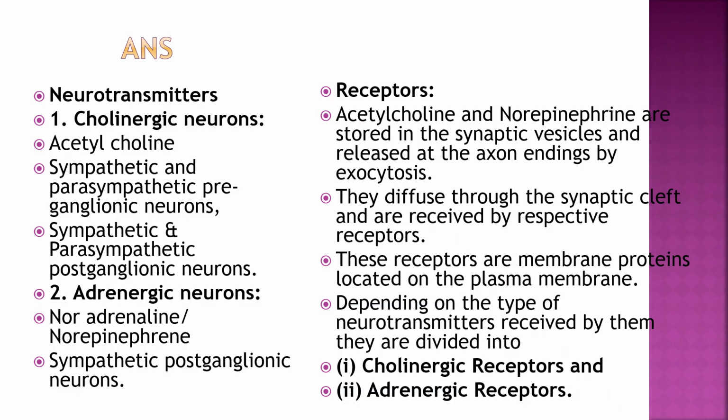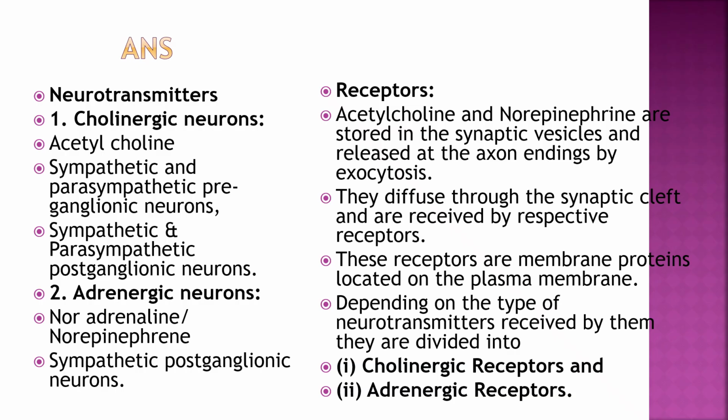So according to the neurotransmitters, the neurons are cholinergic neurons which secrete acetylcholine, and they are present in sympathetic, parasympathetic preganglionic neurons and parasympathetic postganglionic neurons. And the second type is adrenergic neurons which secrete noradrenaline or norepinephrine, and they are present in sympathetic postganglionic neurons.